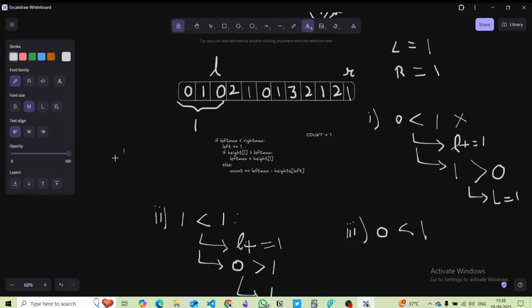So if the... then here the else statement, else right will be minus or equal to 1, and then if height of r greater than the right max, then the right max is equal to height of r, else count plus or equal to right max minus height of r.